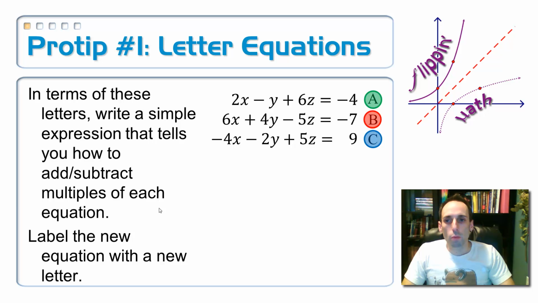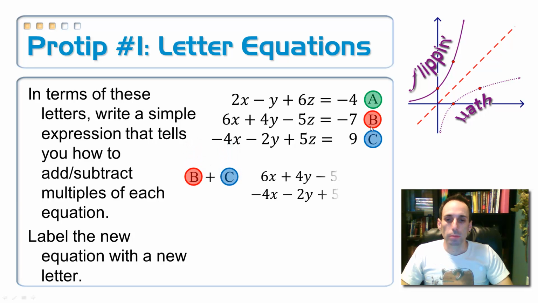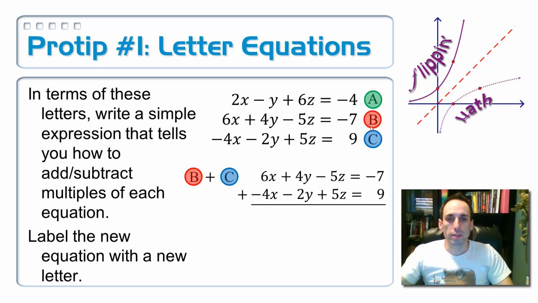Okay, so now moving on, what we're going to do is write a little expression that says, in terms of A, B, and C, what we're going to do to eliminate one of the variables. For example, this is what we did before: we wanted to get rid of the Z. A very easy thing to do is take equation B and add it to equation C. I'm going to write down B plus C, write down equation B, write down equation C, and add them up, and I believe that's what I got before.